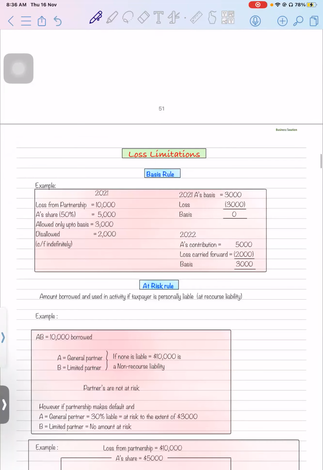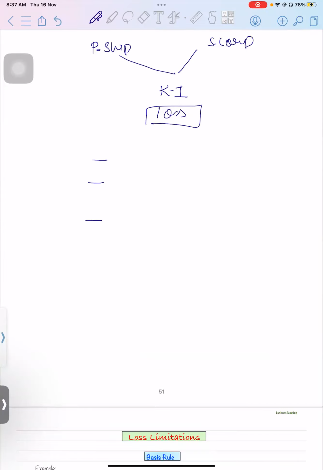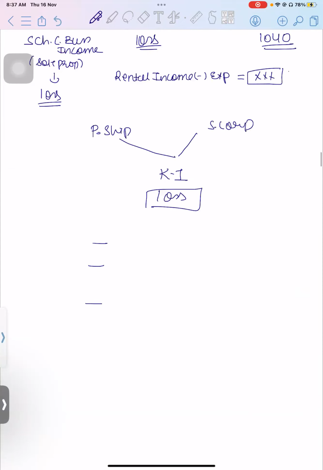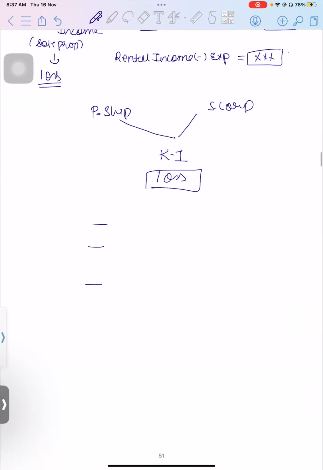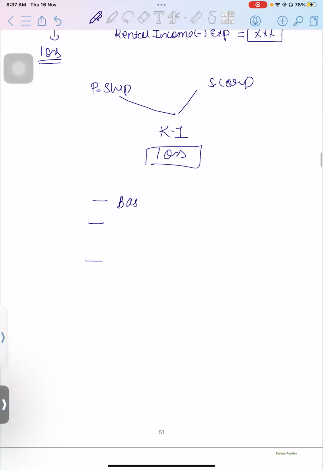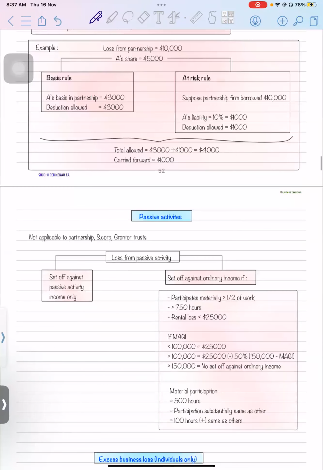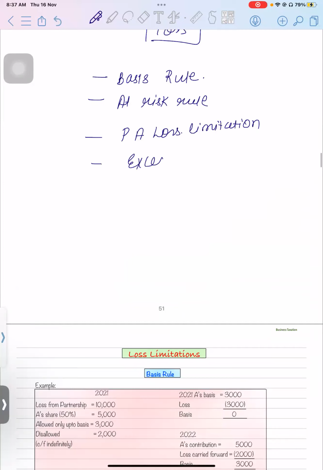Let me take the example. See, the sequence for settling of the losses will have 3 different steps. First one will be your basis rule. I'll explain the wordings, don't worry. Basis rule. Second will be at risk rule. Okay. Third will be your passive activity loss limitation rule. Okay, and whatever is the remaining will be called as your excess business loss, which will be carried forward.